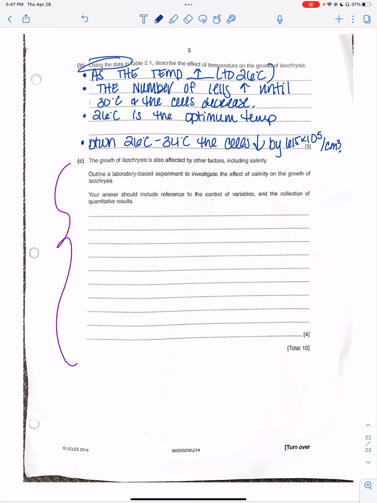Okay, the growth of that algal species is affected by other factors, including salinity. Outline a lab-based experiment to investigate the effect of salinity on the growth of that organism. Your answer should include a reference to the control variables. So if we want to just maintain or be changing the salinity and nothing else, then things we're going to want to control are going to be temp.